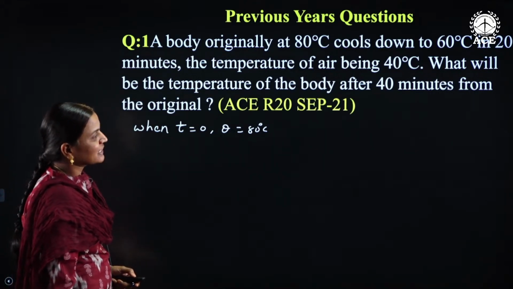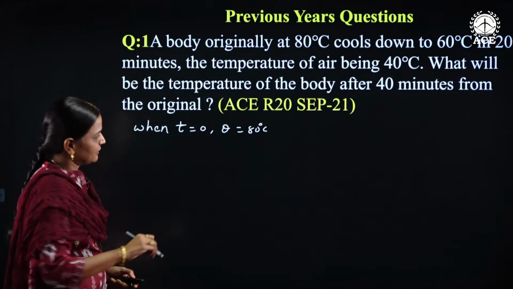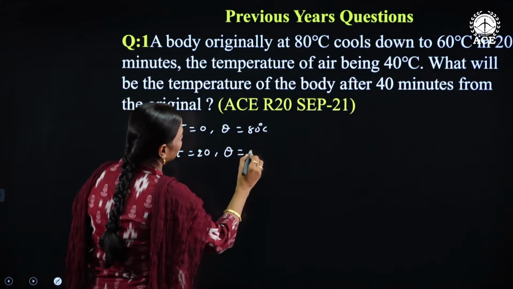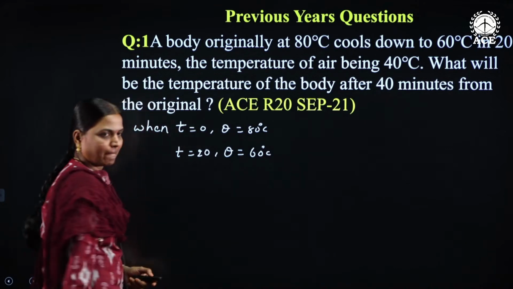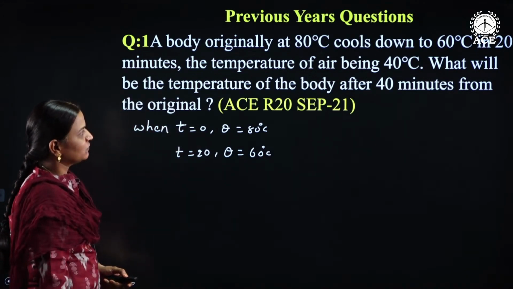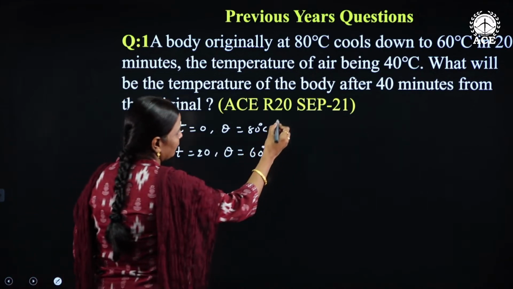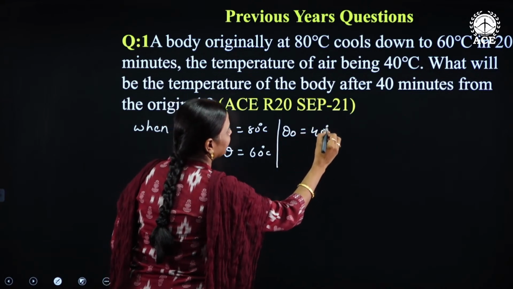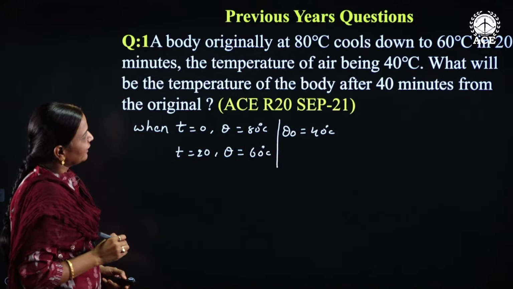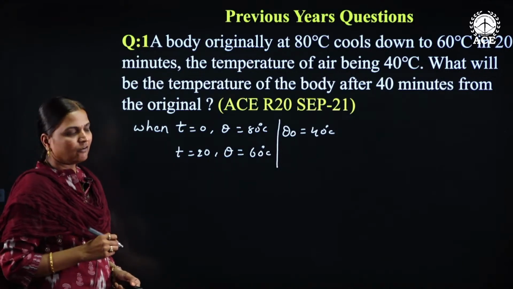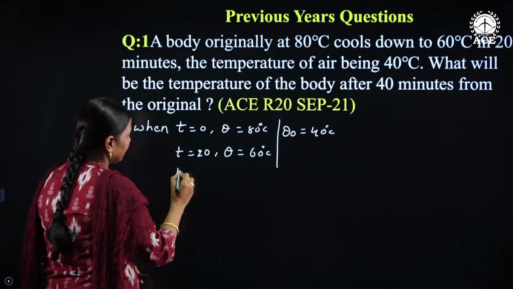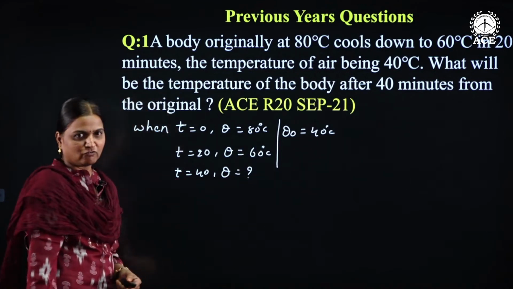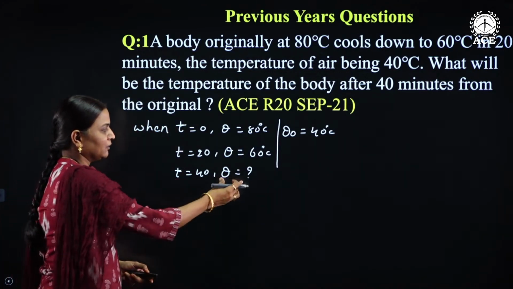And it cools down to 60 degrees centigrade in 20 minutes. So how to write the next one? When t is equal to 20, theta is equal to 60 degrees centigrade. And the temperature of the air being 40 degrees centigrade. What is the notation for temperature of the surrounding medium? Theta naught. What is theta naught? 40 degrees centigrade. What we have to find? What will be the temperature of the body after 40 minutes? When t is equal to 40, find the temperature of the body. This is our question. First write the given data in the proper order.